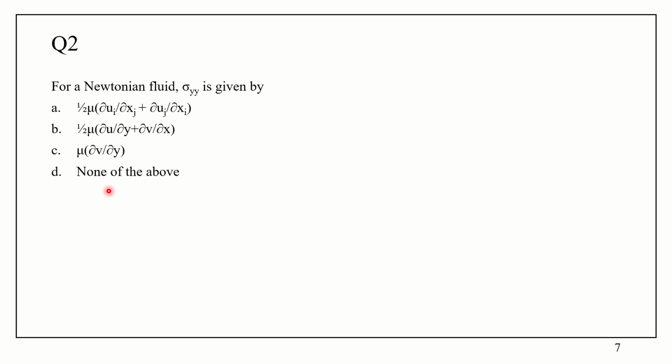It is because for a Newtonian fluid, sigma yy is given by mu into dou v by dou y into 2 factor will come, or else if it is a pure shear flow, that whole yy component will become 0. So both the options are not given in this particular option. So answer is option D, none of the above is the right answer.